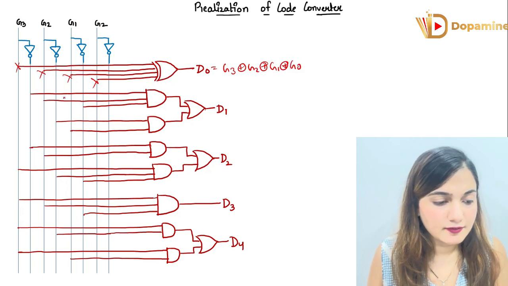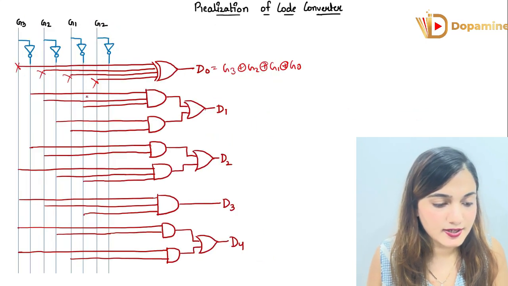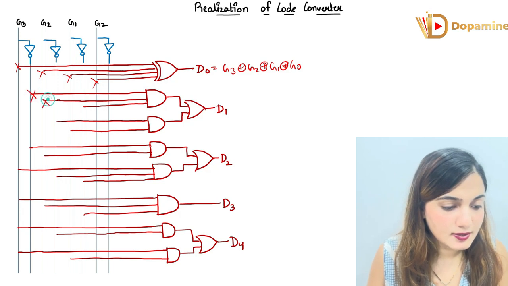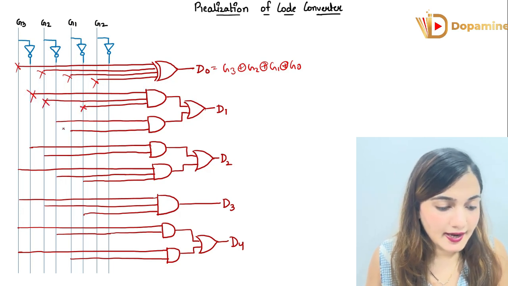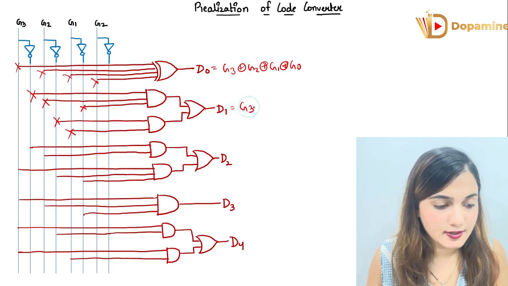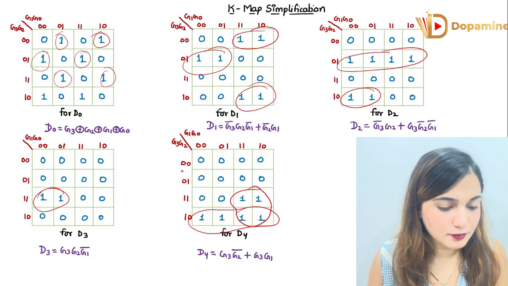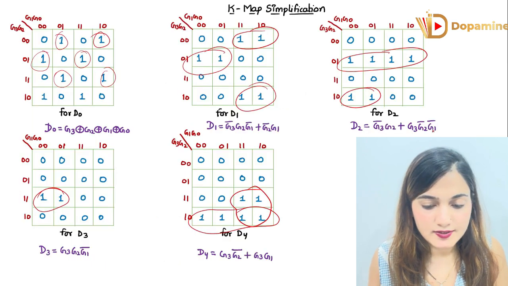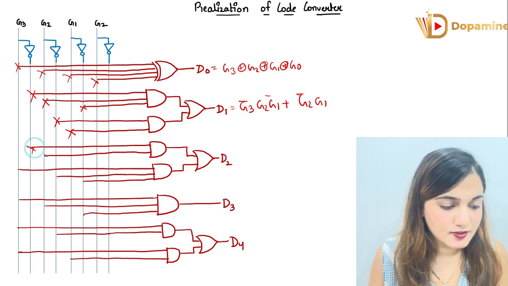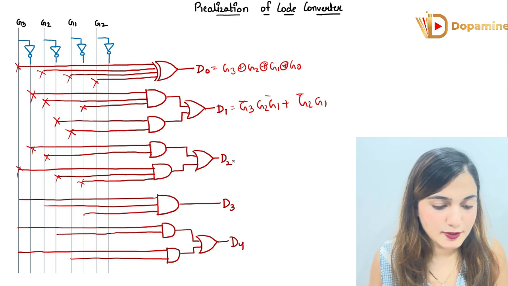Then for D1 we have G3 bar G2 G1 bar plus G2 bar G1. So we take G3 bar, G2, G1 bar, added with G2 bar, G1. This is how we get G3 bar G2 G1 bar plus G2 bar G1. Then we have D2. Now D2 is G3 bar G2 plus G3 G2 bar G1 bar. This is how you can club up all of the pins and you will get D2.